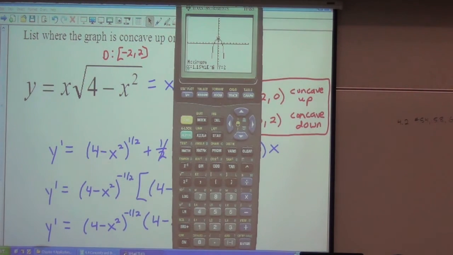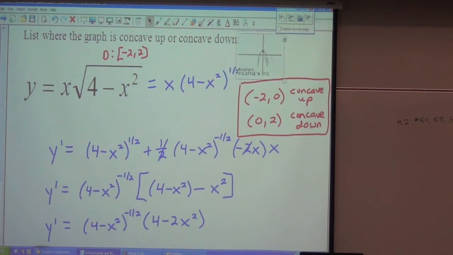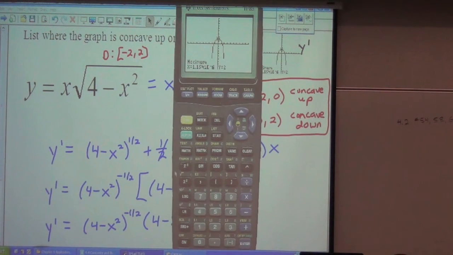We're going to work it out too. Just look at this. Okay, this was y prime. What's the graph of y prime? All right, maybe if we even go back to the graph of the original function. Right, that's x times the square root of 4 minus x squared.